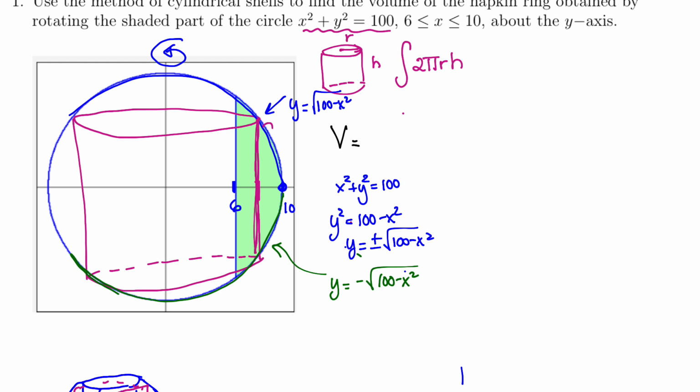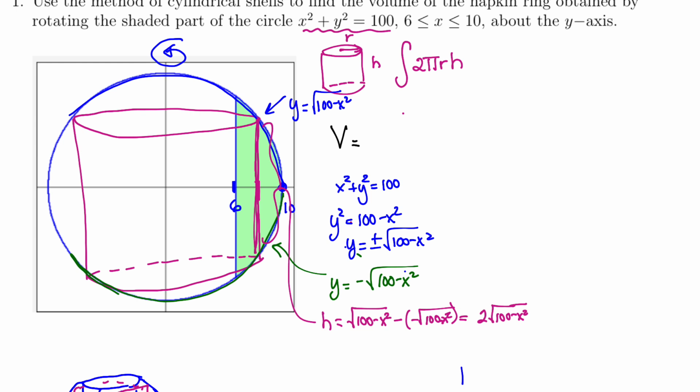And so the height is the distance between the two, which is going to be the top function minus the bottom function, which I think is actually going to give me 2 of these square roots. Is that what you're getting? 2 of those square roots.